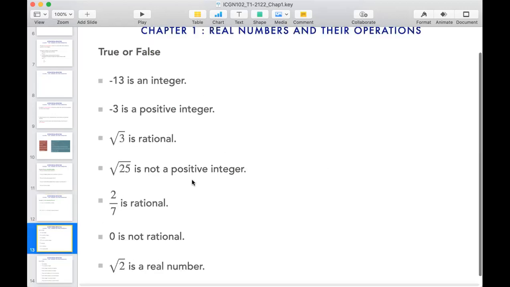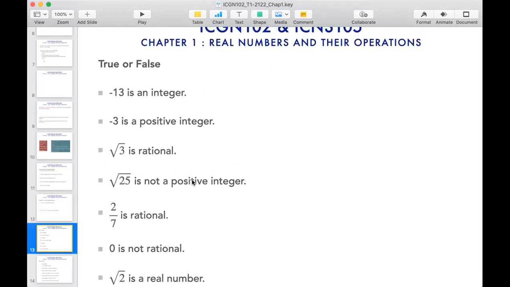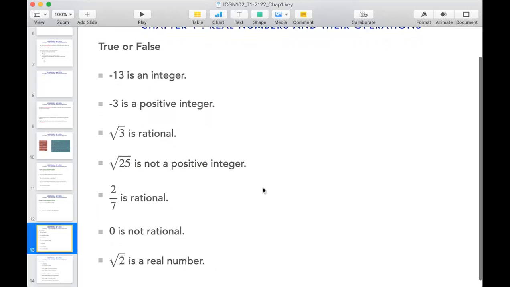Next. This one, please do it by yourself. I give you 3 minutes to do this one. And then I'll let some of you answer this for me, please. When you answer, not just true or false, tell me why it's true or why it's false.